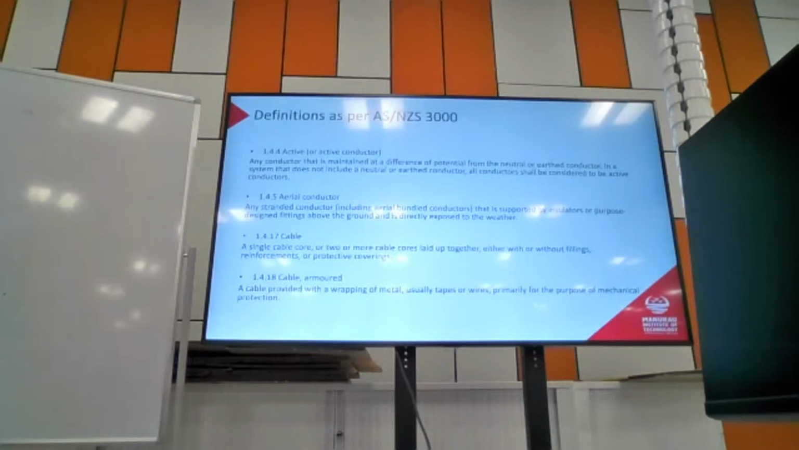All right, so there's active. We talk about phase, we talk about the live conductor, all of those kinds of words, but the official word in the standard is active.